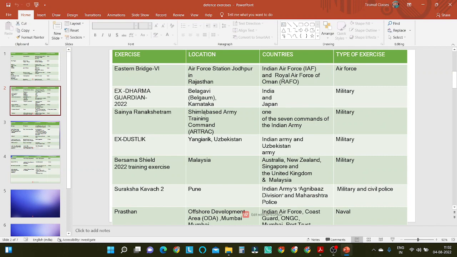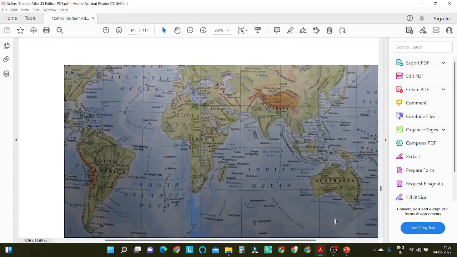Now the next exercise is exercise Dharma Guardian. It is between India and Japan, taking place in Karnataka. It is also a military exercise because it is taking place in Karnataka on land. It is a military exercise, and Japan is also very important for India. It is also a member of the Quad countries.